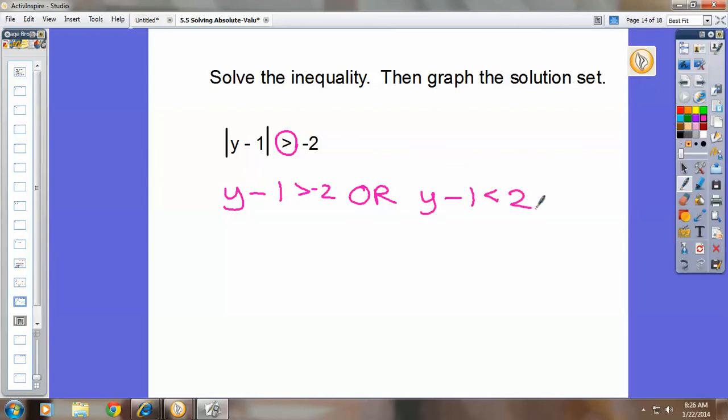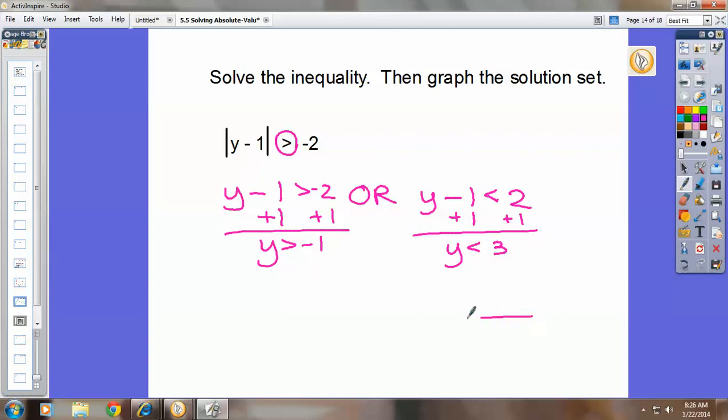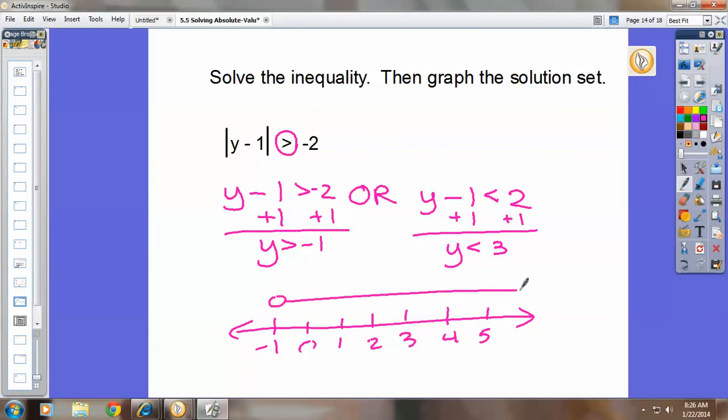What would you do to solve? Add 1. Good. Y is greater than negative 1. On the right side, we can add 1. Y is less than 3. So y is greater than negative 1, or y is less than 3. Let's graph this. We have greater than negative 1, and then less.